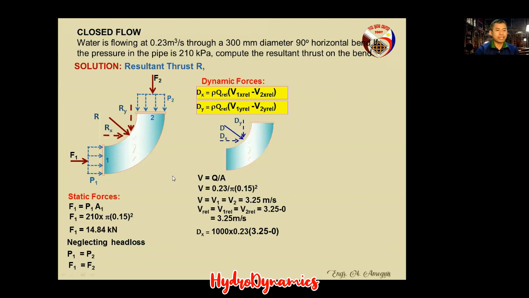Yung B1x, ano yung B1x? 'Di ba ito 'yon? Directed in this direction. Yung B2 is in this direction. Ang B2x is 0, pero yung B1x is 3.25. Di ba? Okay? So, ganun yun. So, kaya 3.25 minus 0. Ay, masosolve mo yung dx. Okay? 0.747.